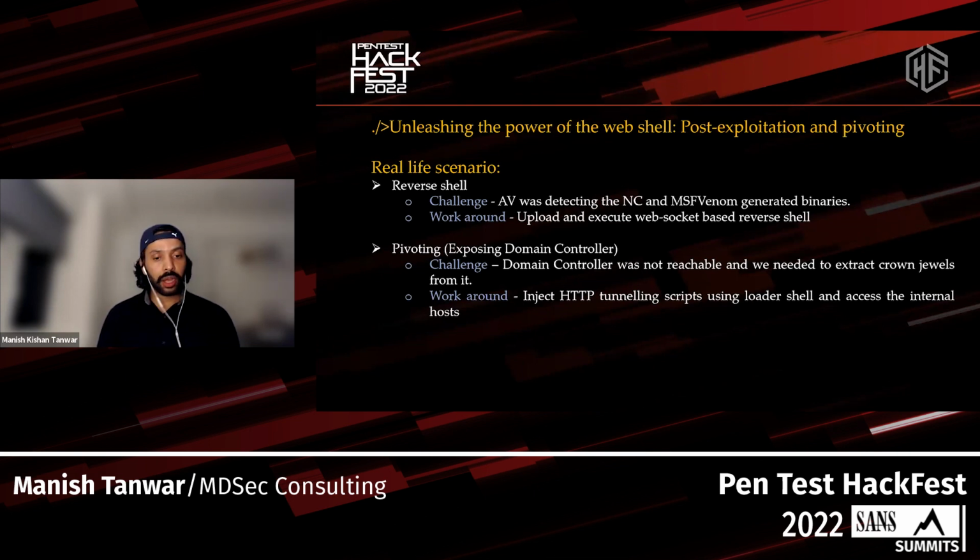As I am a web app pentester, I have very limited knowledge regarding antivirus bypassing, and netcat or MSFvenom binaries were getting detected. So how do we bypass this? Instead of going for some elite trick, I'm going for a simple trick: uploading a Rust-based binary, which is going to spin up a WebSocket-based reverse shell and land me in a PowerShell console. That's something we are going to demonstrate using this web shell. And the second one is pivoting.